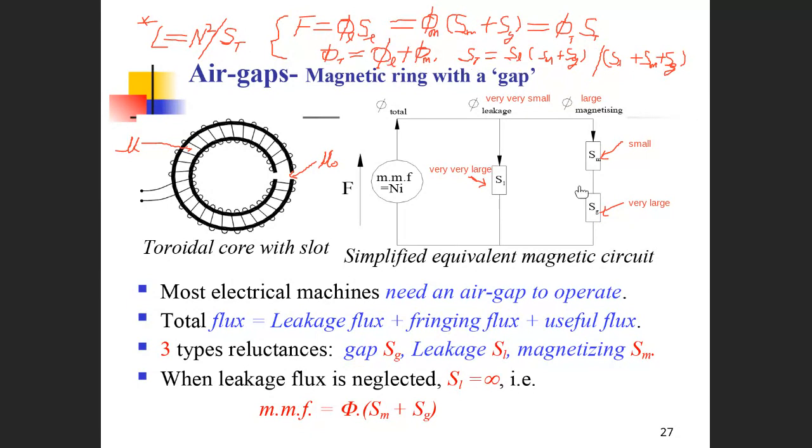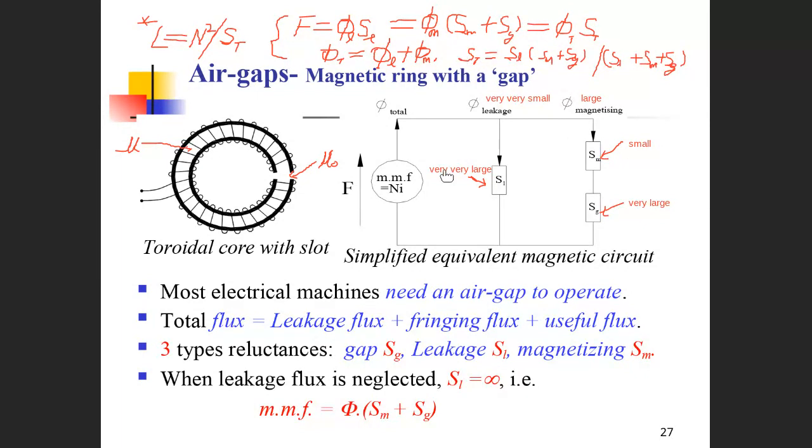When you're looking at the circuit's total reluctance, the leakage reluctance is in parallel with this branch. But this branch comes from two elements. One is the core material, the other one is the air gap. They are in series and share the same flux, phi magnetizing. So they are in parallel, so this is the total reluctance.